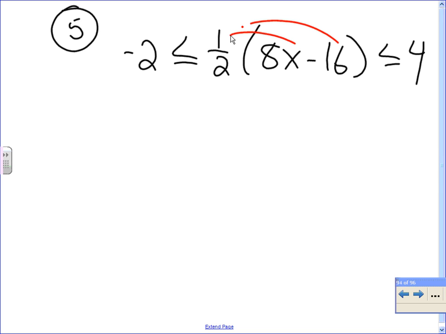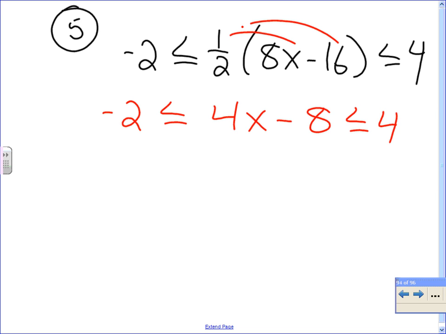Yes, you're exactly right. So we are rewriting our negative 2 less than or equal to. What is 1/2 times 8x? Frankie? Good, 4x. What is 1/2 times negative 16? Dylan? Good, minus 8. Rewrite the less than or equal to 4.